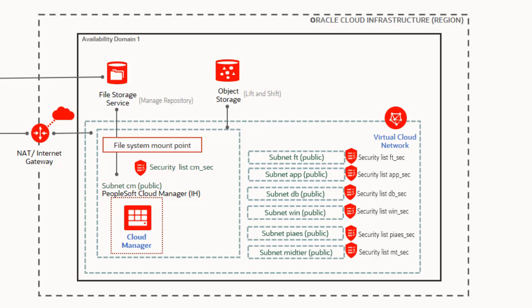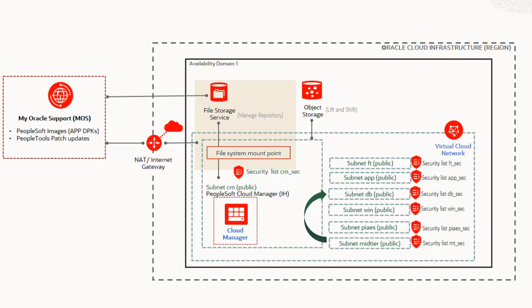For example, if using a mid-tier subnet and database subnet, the security lists for each subnet are set up so that the database subnet allows traffic from the mid-tier subnet. The Cloud Manager instance connects to a file system set up on the File Storage service through a mount target. This instance with public subnets has access to the Internet through a NAT gateway.